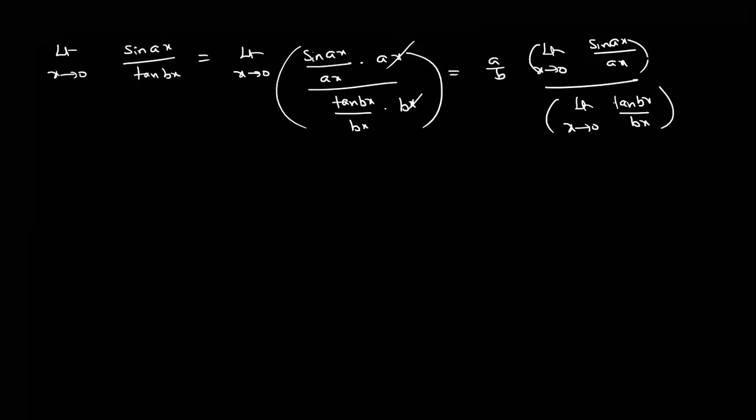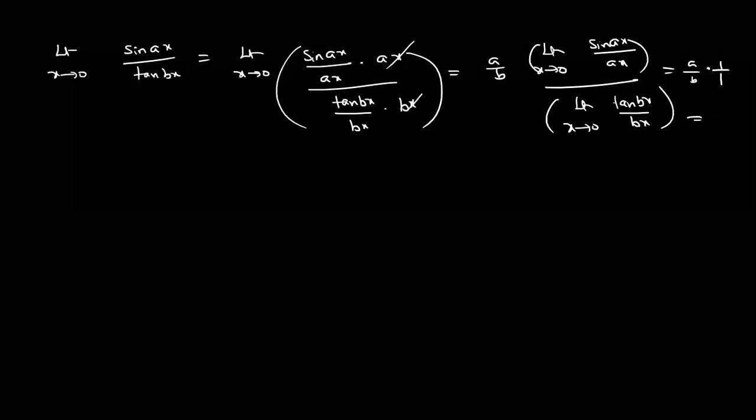See, what is the answer? a by b into 1 by 1. So the answer is a by b. Please add this point: x tends to 0, then a times x is also tending to 0, bx is also tending to 0. That is the meaning.